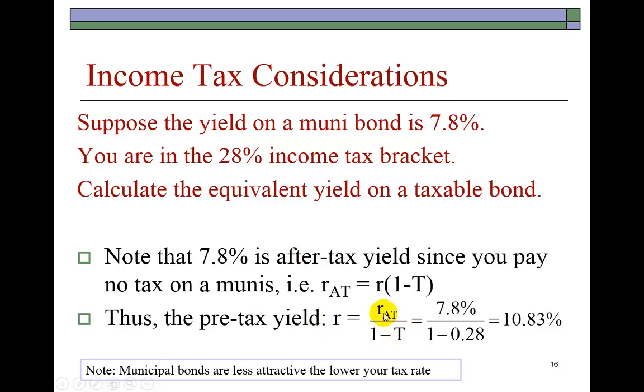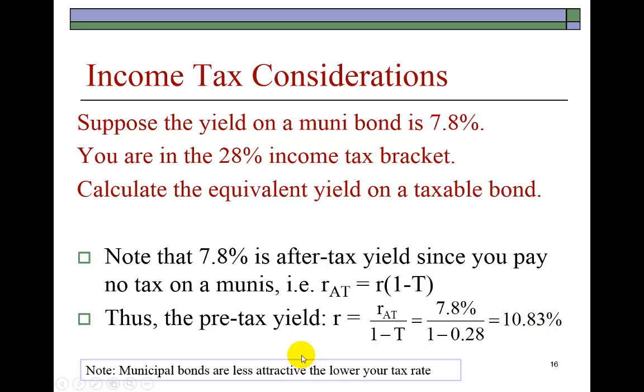To calculate the pre-tax yield, remember this is the after-tax yield we showed earlier, which is your rate multiplied by 1 minus t. This is your after-tax yield, your R_AT. So if you want to calculate your before-tax yield, R, or pre-tax yield, then solve for it algebraically, and that's going to be your after-tax rate divided by 1 minus t. So if the yield on a municipal bond is 7.8% and you are in the 28% tax bracket, the yield on a before-tax basis is 10.83%.